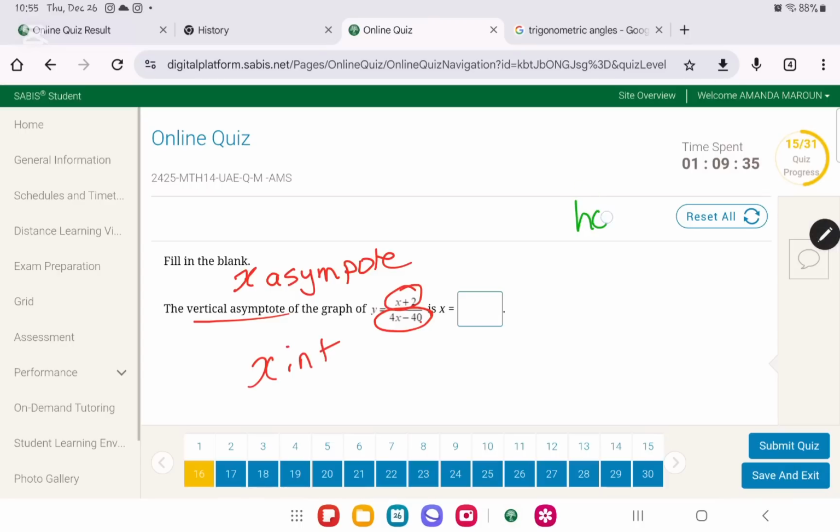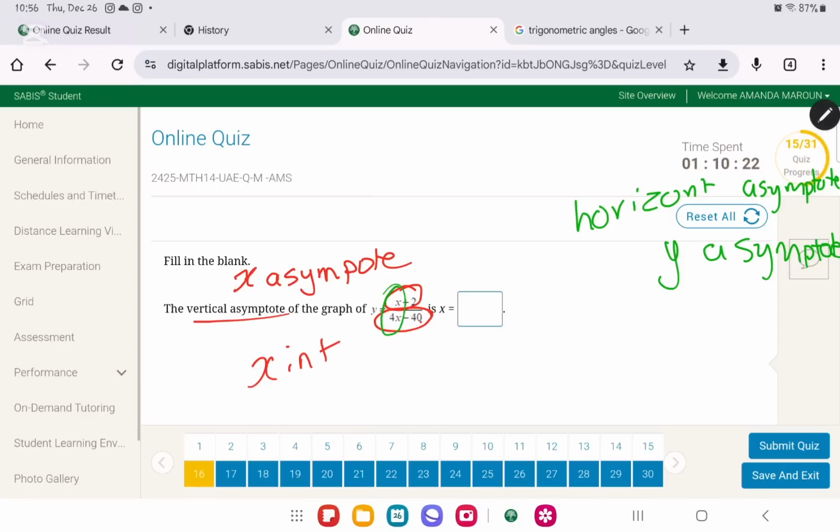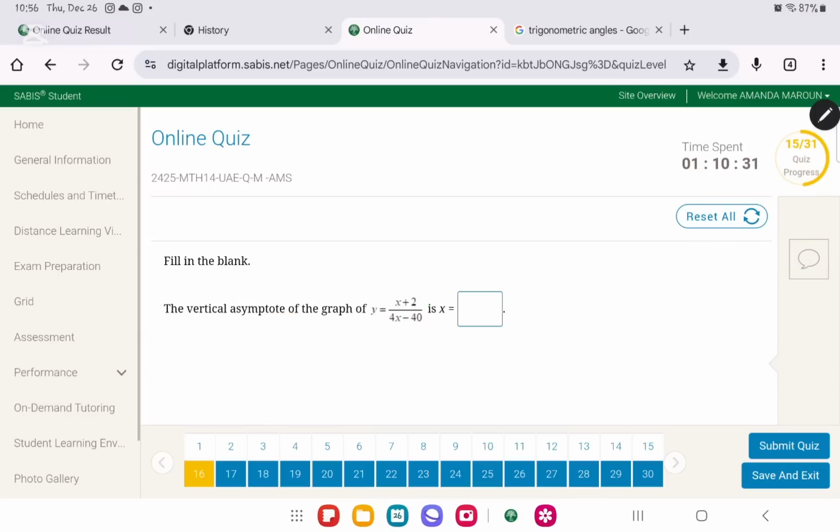When they are talking about horizontal asymptote, I think I wrote it wrong, asymptote. Okay, that means in my terms, we are talking about the y-asymptote. And when we are talking about the y-asymptote, that means we are dividing these two numbers. However, when they are talking about the y-intercept, it means we are dividing these two numbers. Anyways, they're asking for the vertical asymptote, which in my own terms means the x-asymptote, which means we will be solving this at the bottom.